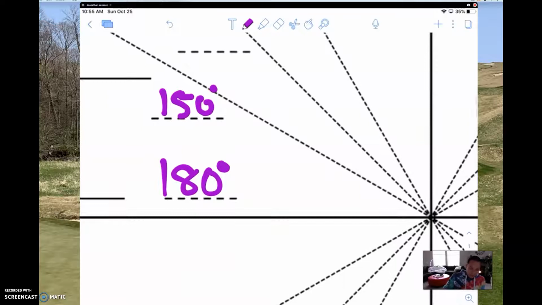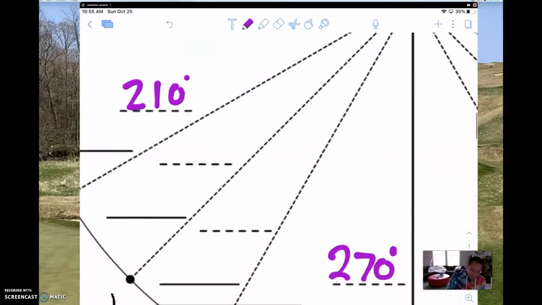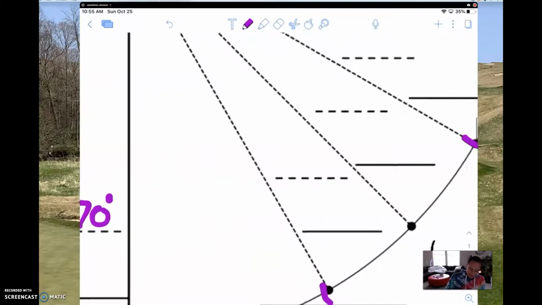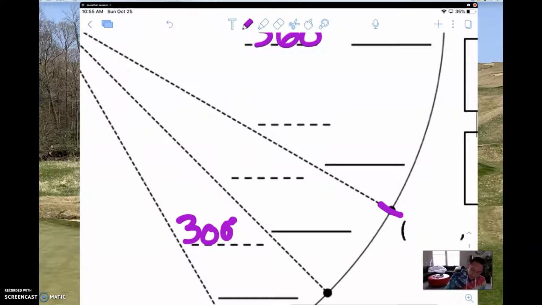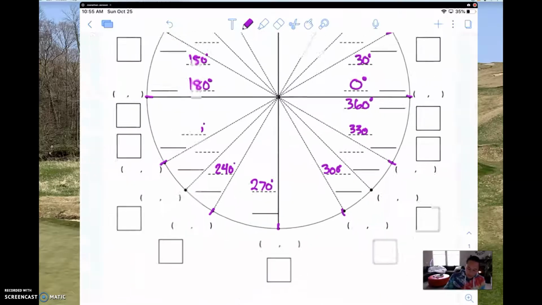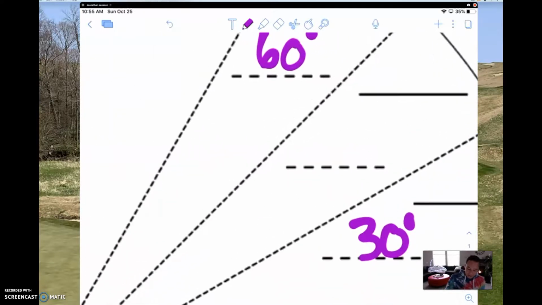We already have 180. We can add another 30 degrees and we're at 210. Add 30 more degrees, we're at 240. Then we see 270. We loop around and we're going to be at 300 degrees and 330 degrees. So we filled out most of those except for the ones that are right in the middle. So the ones that are right in the middle, pretty simple. You can just take 90 and cut it in half, and that's going to give you 45 degrees.